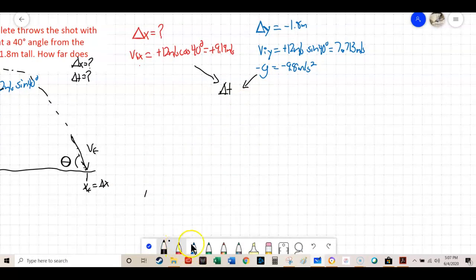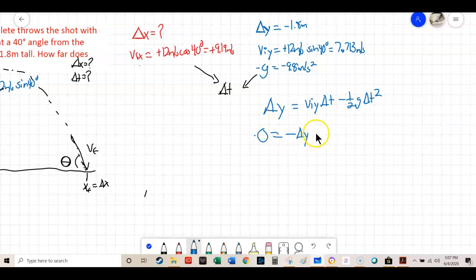Basically, this is what I'm saying. We have to use that quadratic equation stuff, which means delta y, which is equal to negative 1.8 meters, is equal to VI y delta t minus 1/2 g delta t squared, right? Well, this delta y we're going to bring onto the other side, so it's going to be 0 is equal to negative delta y plus our VIY t, which is 7.713 meters per second, delta t, and this part is just g over 2 delta t squared. It's a g.